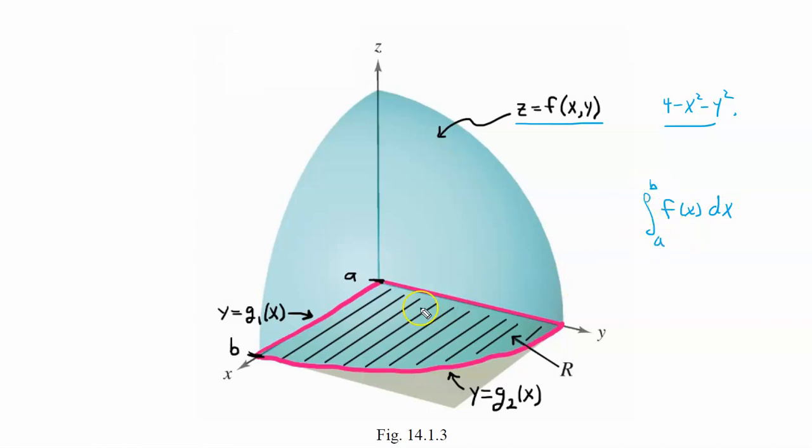We're going to break this region up into tiny rectangles. Now they're going to be two-dimensional rectangles. Over here, we broke the interval AB into little subintervals. Okay, so those were one-dimensional subintervals. When we break this region up, we're going to have two-dimensional little tiny rectangles, like we have illustrated down here.